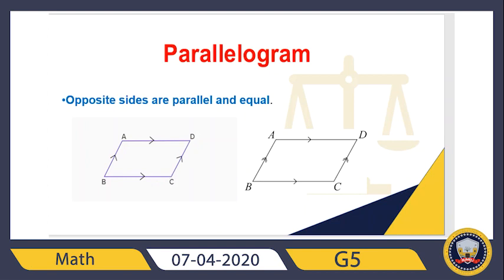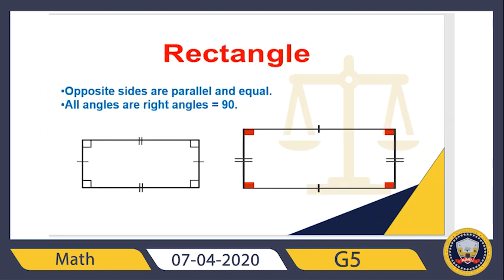Okay, the second son in this family is the rectangle, and how can we say that this is a rectangle and not a parallelogram? How? What's the difference? Both are 4-sided shapes. So how can I say that this is a rectangle and not a parallelogram? What's the difference between these two shapes? How can I differentiate?